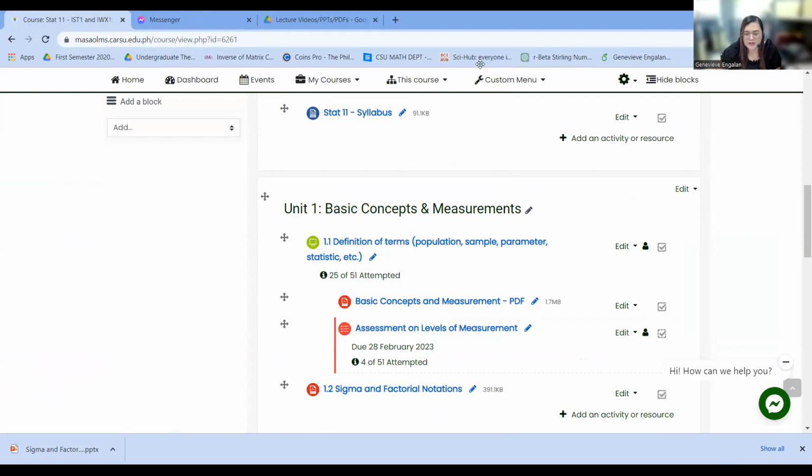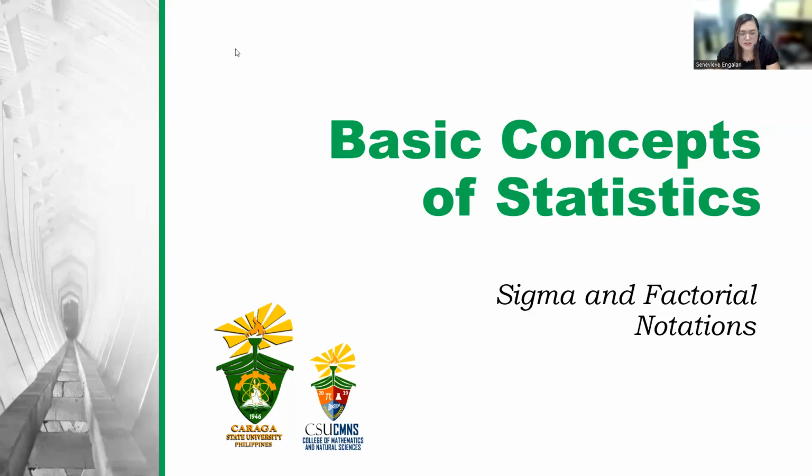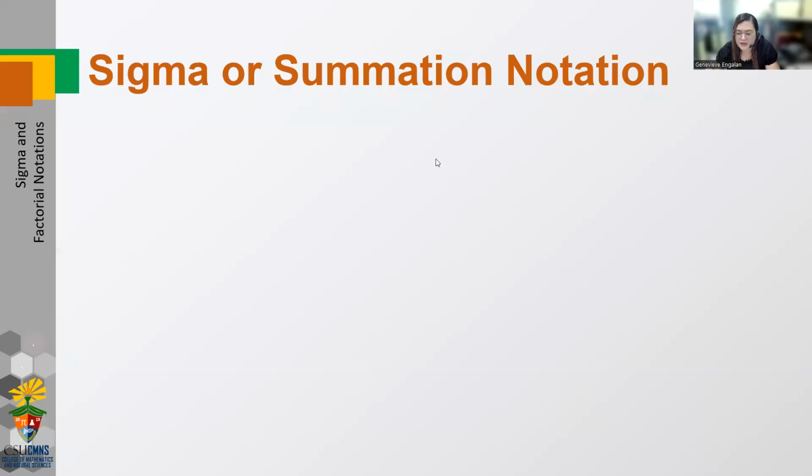So, the next topic is about sigma notation. Okay, so we have sigma and factorial notations. I know you have some knowledge about this, since this was discussed in your high school statistics or mathematics. If I am not mistaken, in grade 10 this is used, since the discussion is more on combinatorics, like permutation and combination, right? We have sigma and factorial notation.